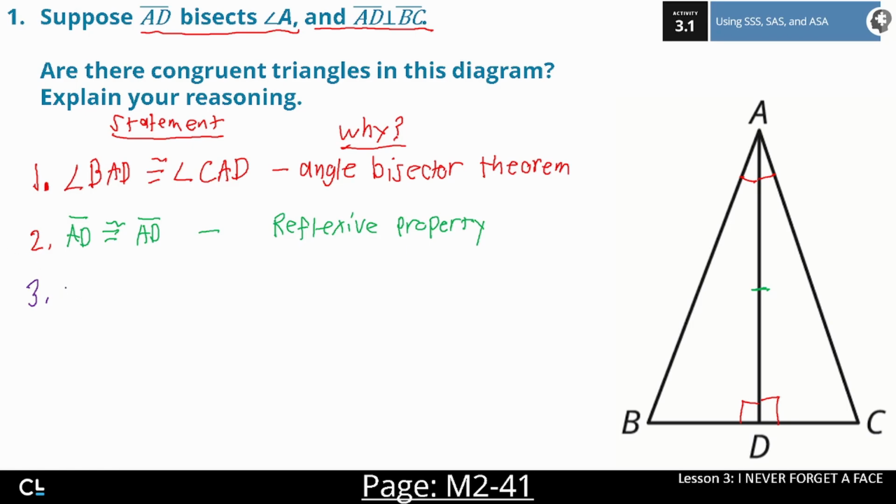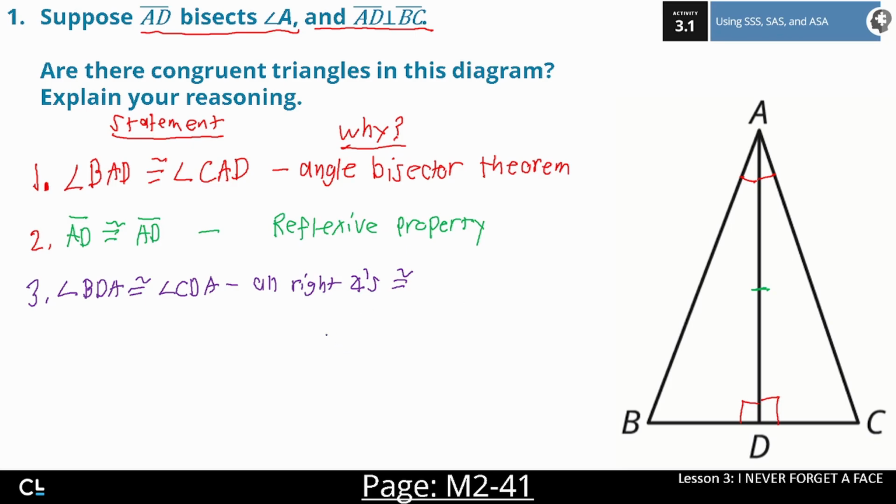So we could say that angle BDA, which is the right angle on the right there, or on the left, sorry, and then angle CDA are congruent. And why is that? Because all right angles are congruent, right? I'm just going to abbreviate it. All right angles are congruent, right?